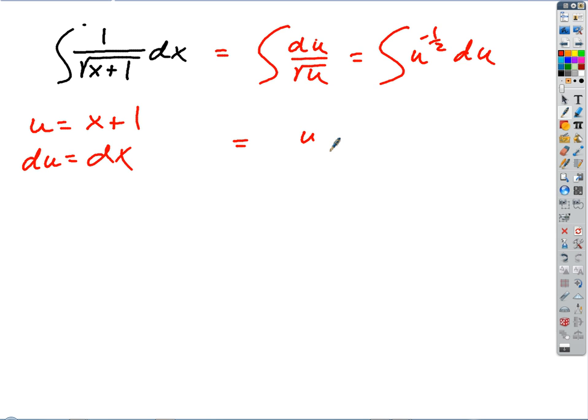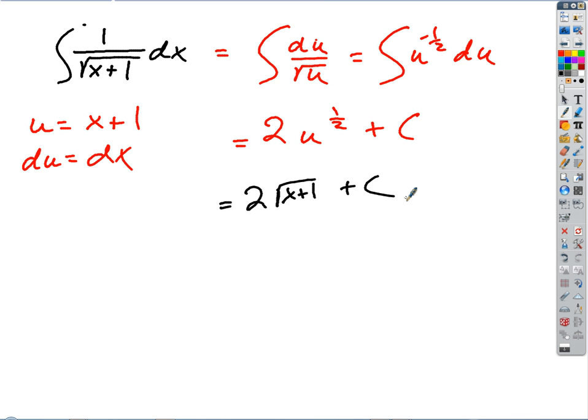Okay, good. It's going to be u to the negative 1/2 plus 1, which would be positive 1/2, right? Divided by 1/2, but we don't divide by a fraction, we just multiply by 2. So 2u to the 1/2 plus c. Last step: 2 square root u. There we go. 2 times, what is u? Well, u to the 1/2 is the square root of u, and u is x plus 1. Got it?